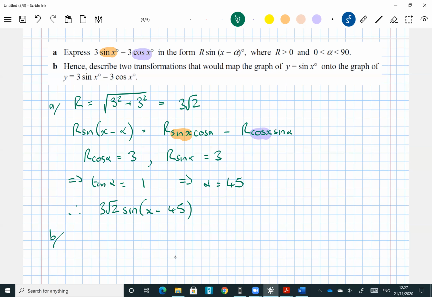Part A rather. Part B, hence describe two transformations that would map the graph of y equals sine x onto that graph there. Well, here we've multiplied by 3 root 2 on the outside of the function. Multiply makes it a stretch by scale factor. And because it's on the outside, it does exactly what it says to the y values. So it times all the y values by 3 root 2.